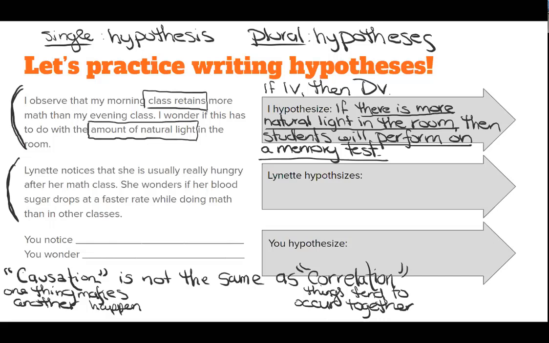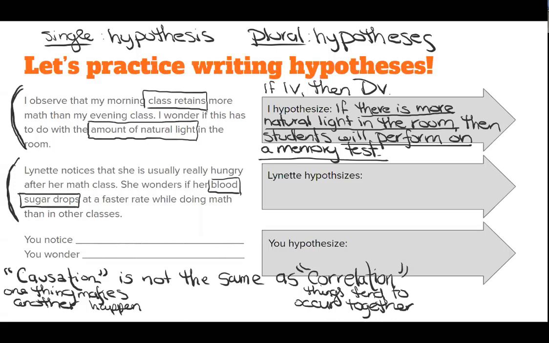So again, let's go back and look. For it to be a hypothesis, it has to be a prediction about the interaction between these two variables. So what are the variables that Lynette is looking at here? Blood sugar dropping and hunger. I think blood sugar dropping and hunger are the same thing. So what do I think that her blood sugar dropping is either affecting or being affected by? Work, like doing math problems. There we go, doing the math problems.